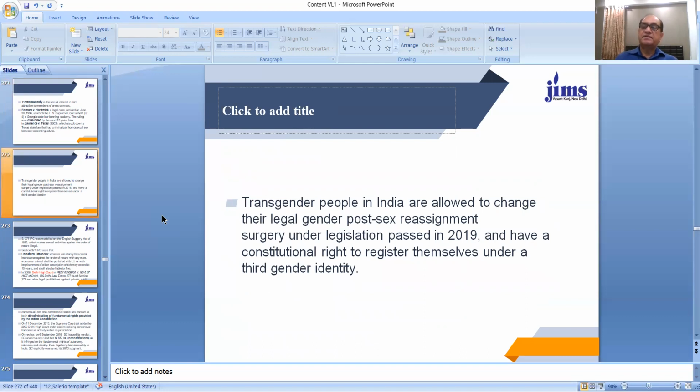In India, dear students, transgender people are allowed to change their legal gender post-sex reassignment surgery under legislation passed in 2019 and have a constitutional right to register themselves under a third gender identity. Our Supreme Court has also declared that transgender persons should be treated as a third gender.